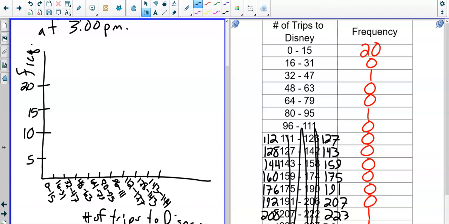All we do now, just like what we talked about before, is make bars. So 0 to 15 goes all the way up here at 20.